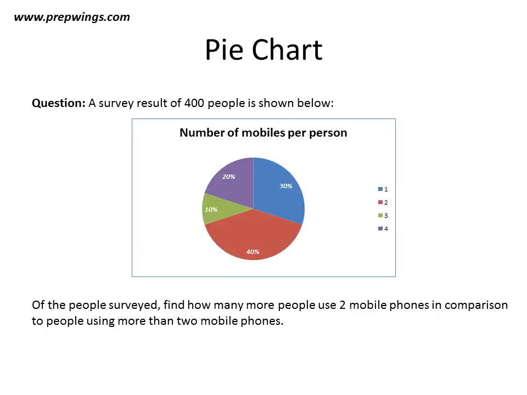Now we'll look at a question. The question says a survey result of 400 people is shown below. So it is the same pie chart that we did. Now what we have been given is that the survey was of 400 people. We have to find how many more people use two mobile phones in comparison to people using more than two mobile phones.